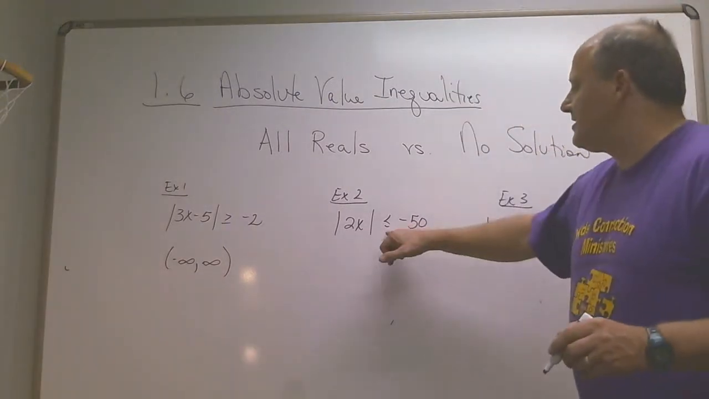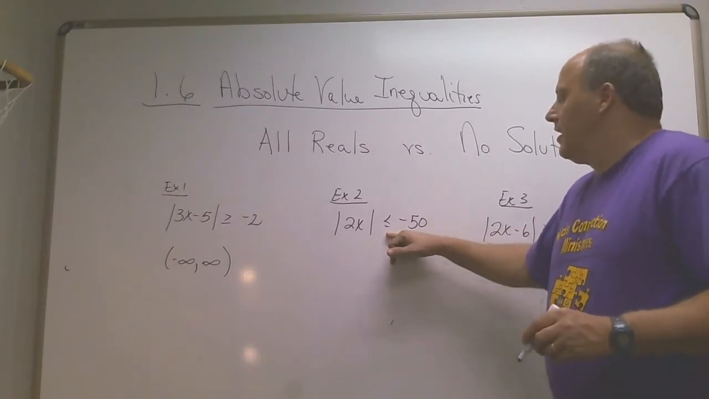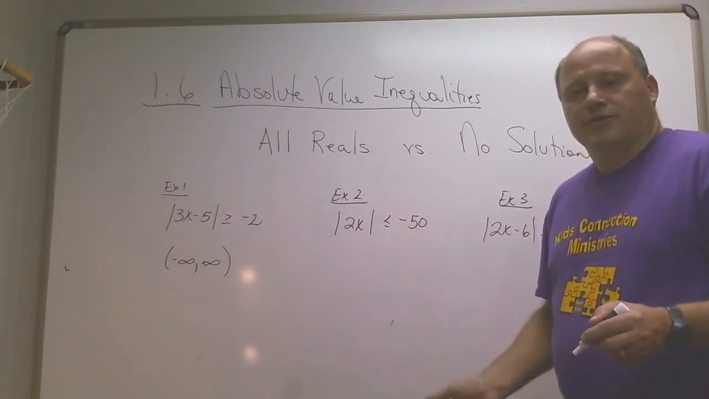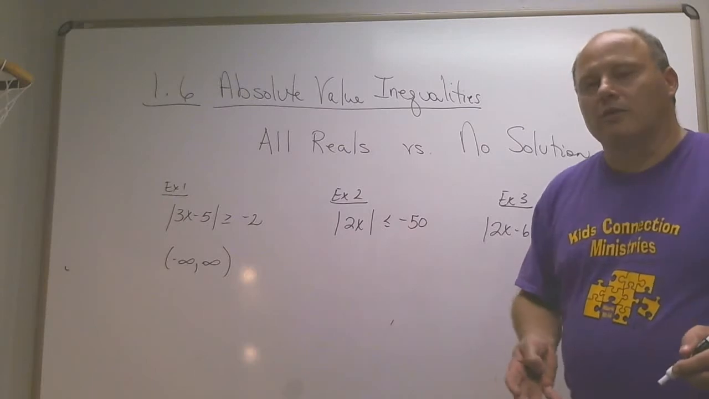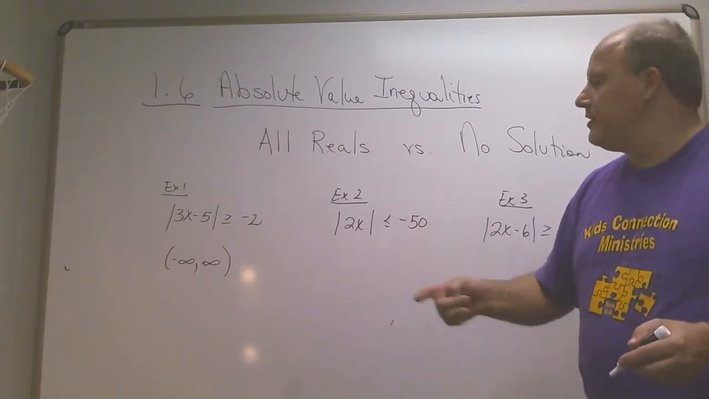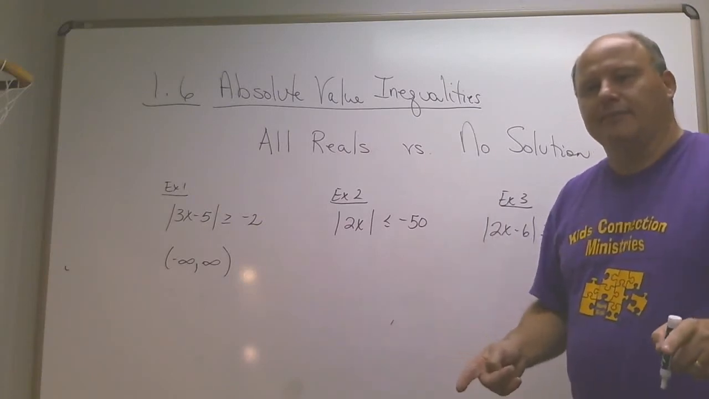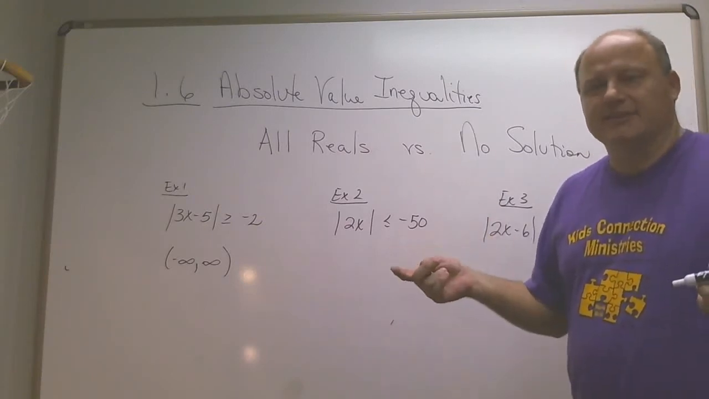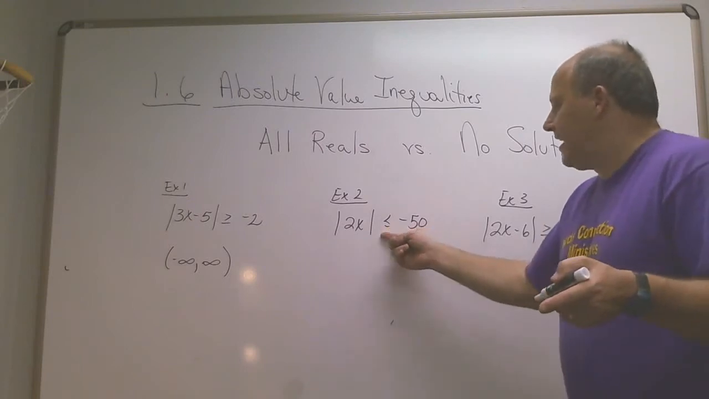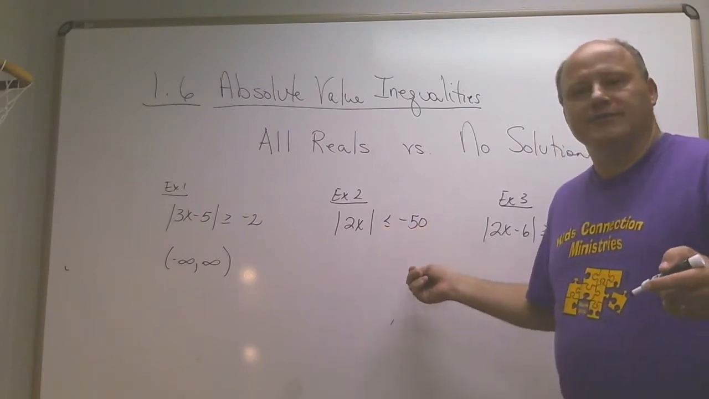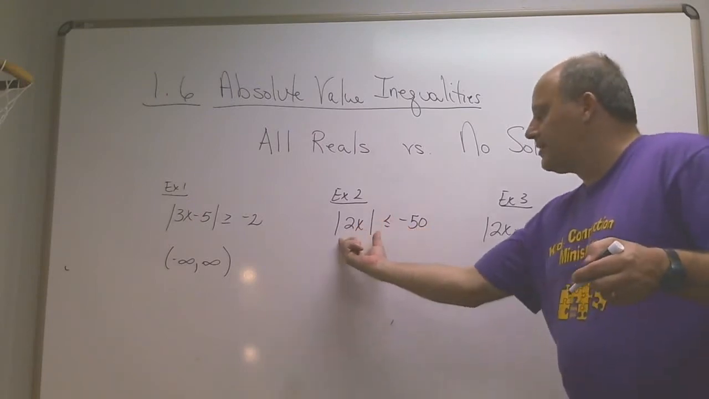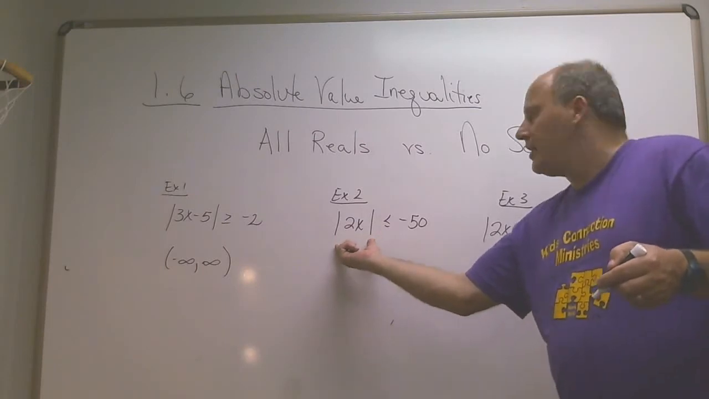Now, what happens if it's less than or equal to negative numbers? Well, again, you can just put a number in and see if it works or not. If you put in like -4, I'm just pulling that number out of the air. 2 times -4 is -8. But when you take the absolute value of -8, it becomes a +8 because it's the distance from 0. And is 8 less than or equal to -50? No, it's not.